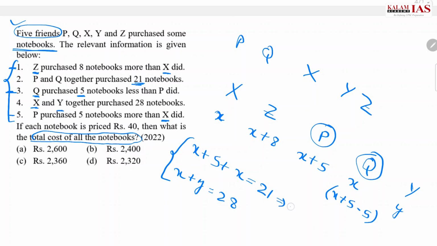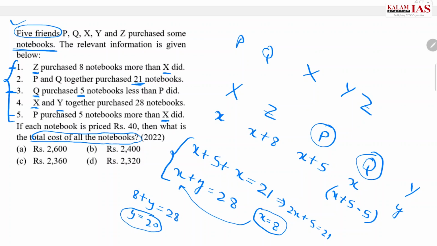From here we see it is 2X plus 5 equals 21. That means X equals 8. Substituting the value of X here, we get 8 plus Y equals 28, Y equals 20. So these are the two values of X and Y.